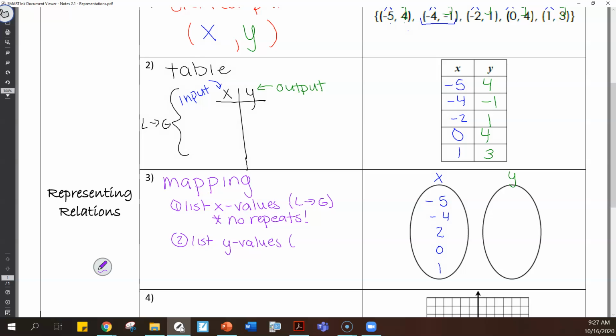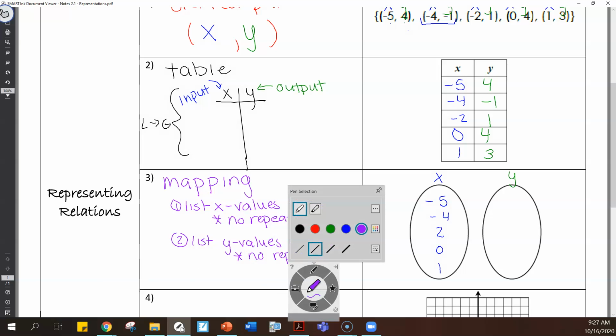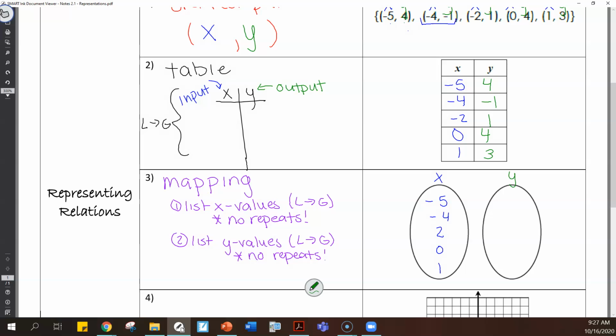Again, I want those to also be least to greatest, and I want no repeats here. So I'm going to take a look at my y values. I've got 4, -1, 1, 4, and 3. So I want to make sure that I put these in order from least to greatest.